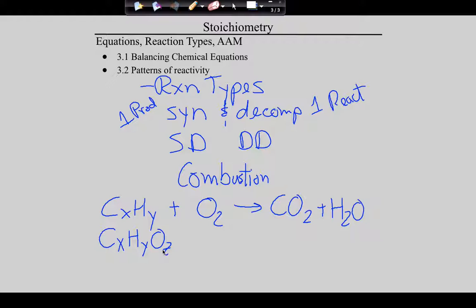Alcohols are a great example. We'll talk more about this later. But alcohols also burn, and that is technically a combustion reaction, although alcohol is technically not a hydrocarbon because it does contain oxygen to begin with. So you need to expand your understanding a little bit and understand that that counts too.